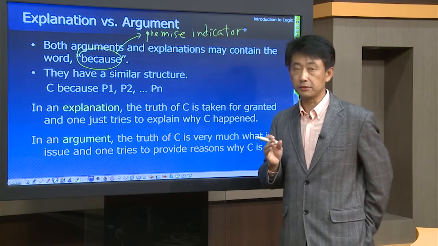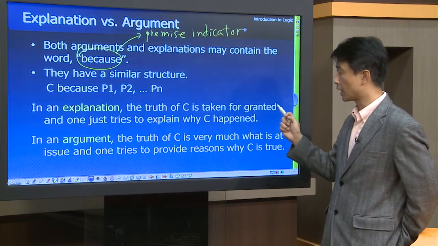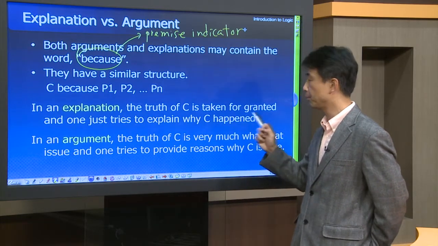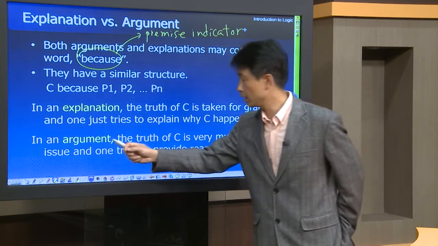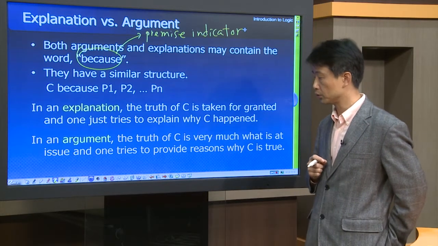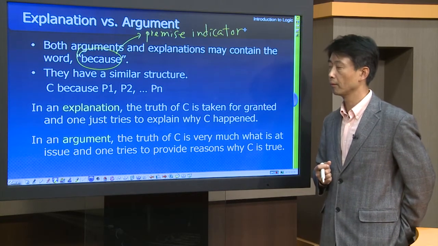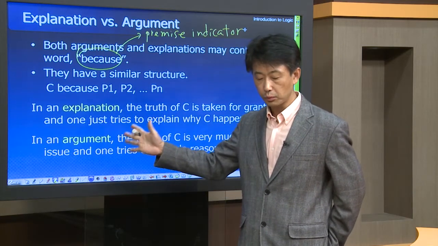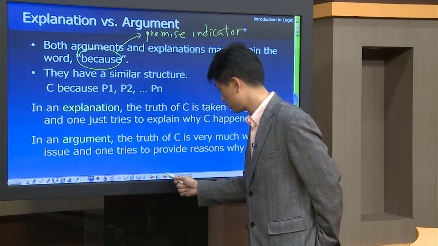Now, where does the difference lie then? In an explanation, the truth of C is taken for granted, and one just tries to explain why C happened. In contrast, in an argument, the truth of C is very much what is at issue, and one tries to provide reasons why C is true. If you see an example, I think you will understand the difference between them more clearly. Let's look at this example.